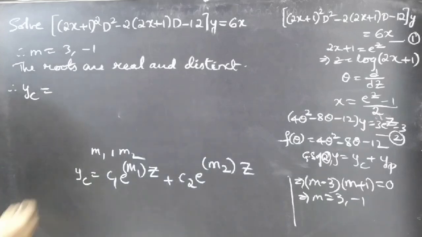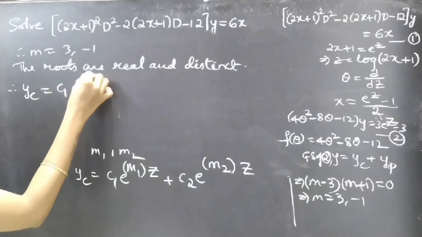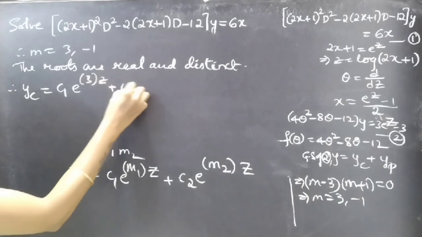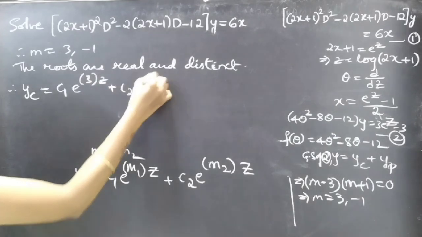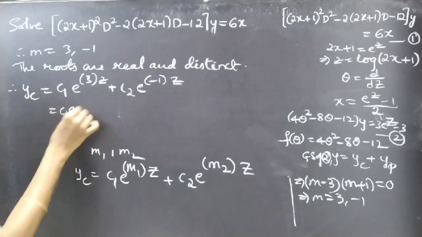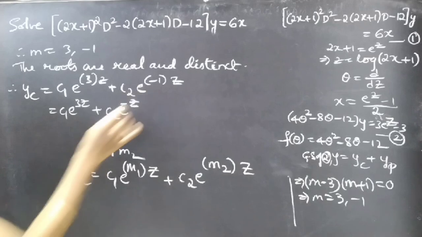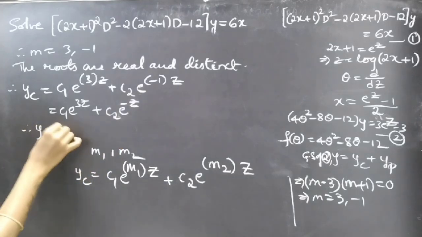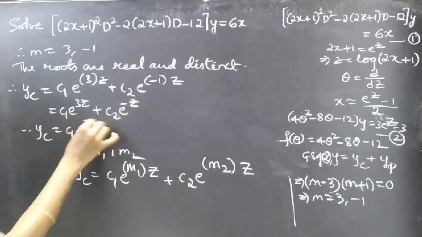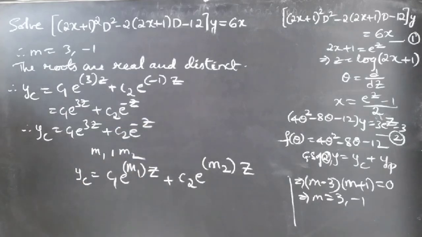Now our yc will be c1 into e power one root, say 3 into z, plus another constant into e power another root, minus 1 into z. This gives us c1 e power 3z plus c2 e power minus z. Therefore, yc equal to c1 e power 3z plus c2 e power minus z. Right? Now we got yc. Let's now find yp.